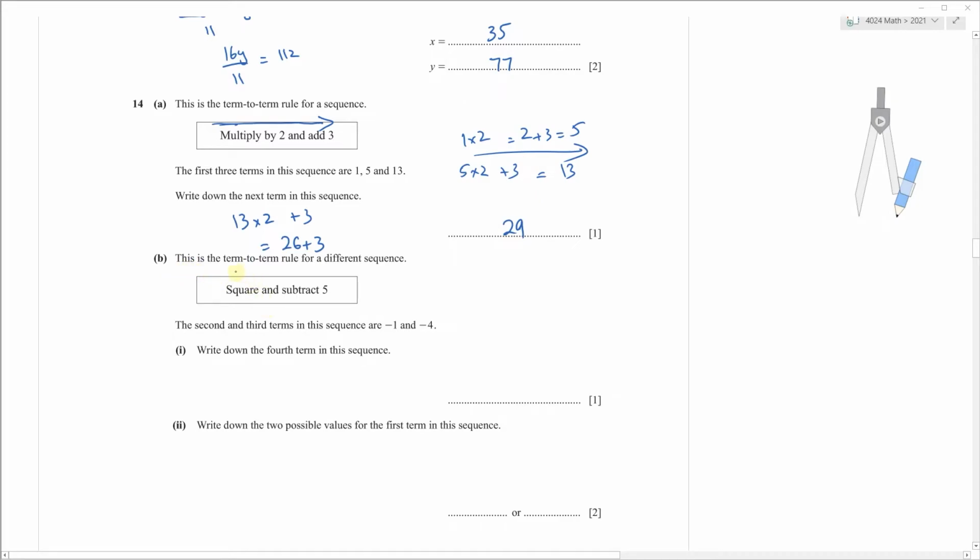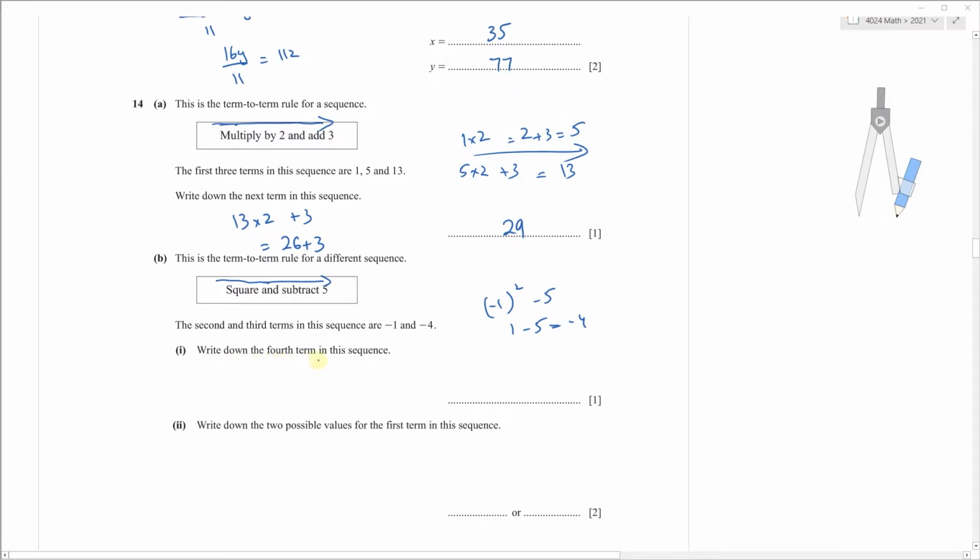Part B: you're again given the term to term rule. First, you take the square and then you subtract 5. So again, going in this direction, you take the square, subtract 5. The second and third terms are given. If you take the square of minus 1 and then subtract 5: minus 1 squared is 1, 1 minus 5 is minus 4, which is the next term. So you square and then subtract 5.